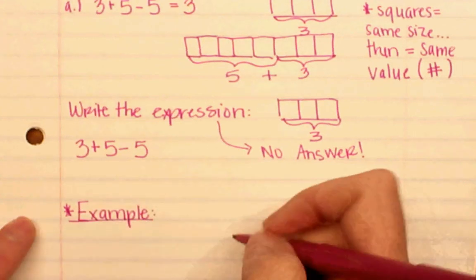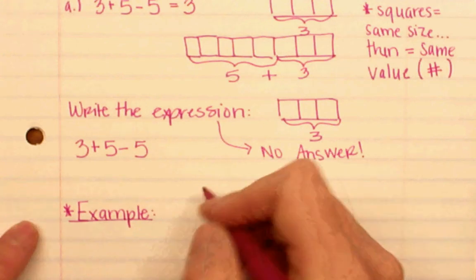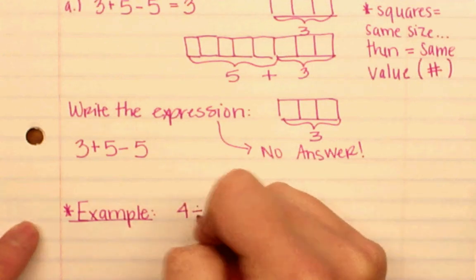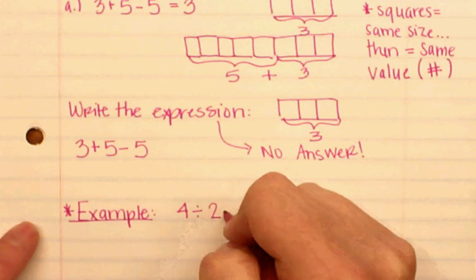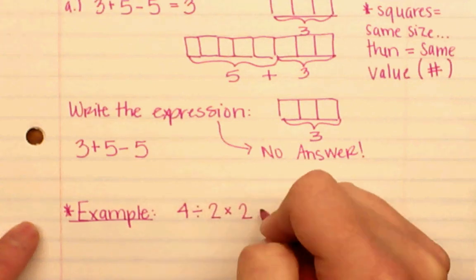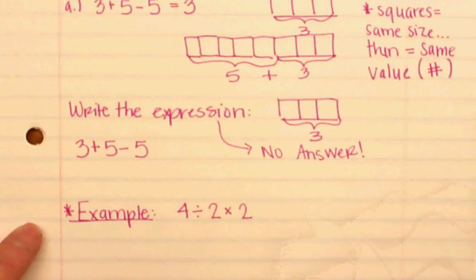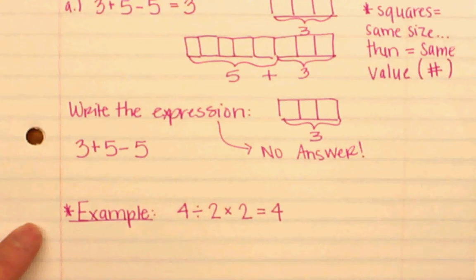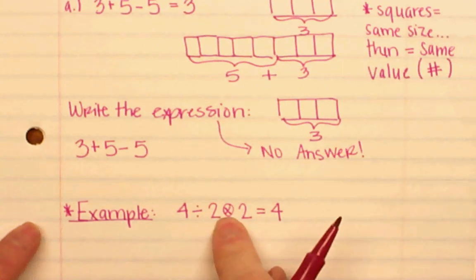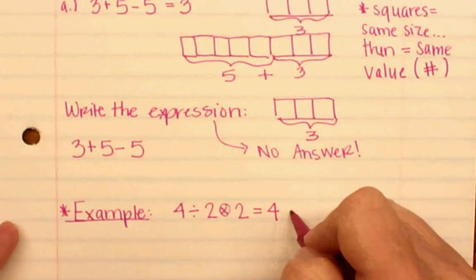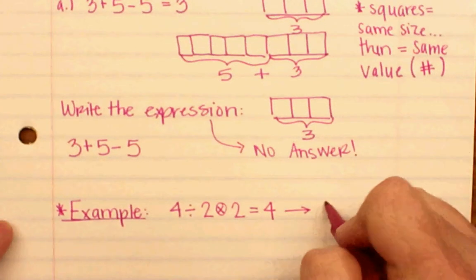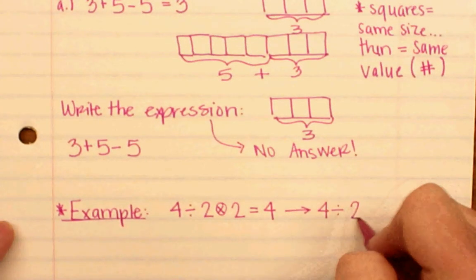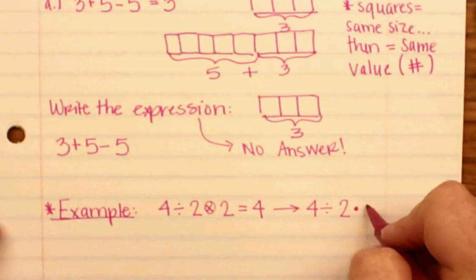We are going to show how to draw 4 divided by 2 times 2 equals 4. But this sign right here can get pretty difficult because now we're using variables. So the x multiplication sign can get confusing when we use numbers. So another way to write this would be 4 divided by 2 and then a dot 2.